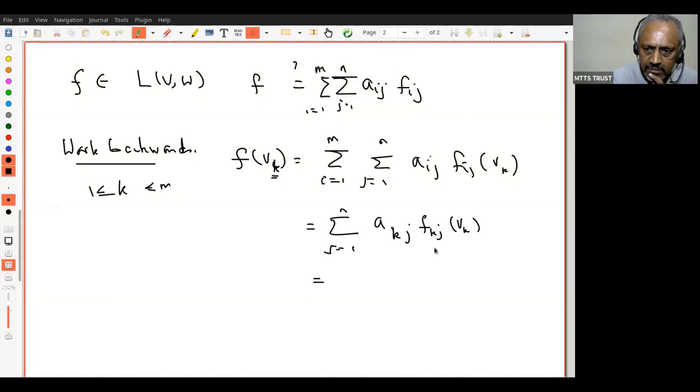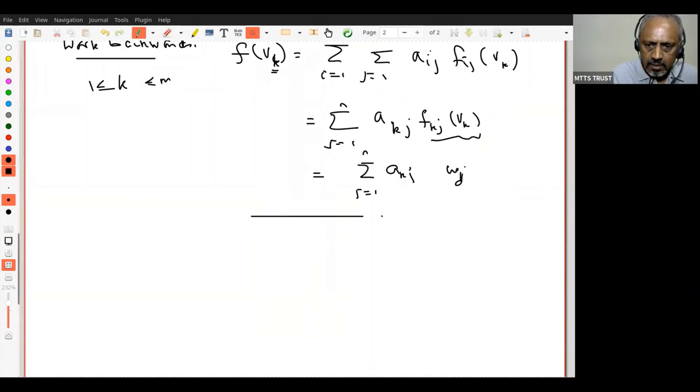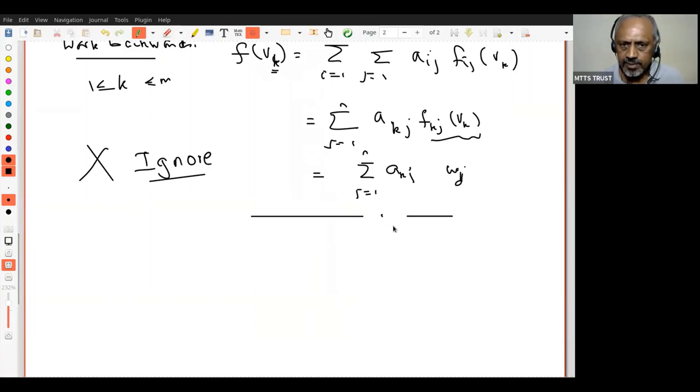What is that? I know what it is. Fkj of vk is wj. So that is the sum of akj wj, j equal to 1 to n. What does this say? This is for k equal to this, j equal to this, 1 to n. Let me ignore this; those don't seem to be giving anything, so I will look at it differently.